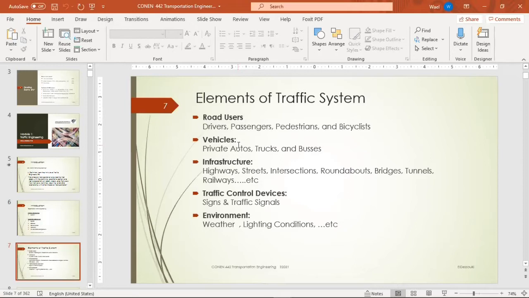Then the fourth element, which is the traffic control devices. The traffic control devices are basically the traffic signals that we have at the intersection and the traffic signs, okay? The last element of the traffic system is the environment. Environment refers to weather, lighting condition, and so on. As I mentioned before, we have control over the road users, vehicles, infrastructure, traffic control. But the environment, we don't have that control. So we are gonna focus our study on the characteristics of the first four elements.